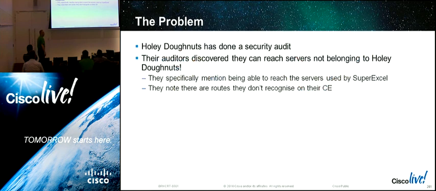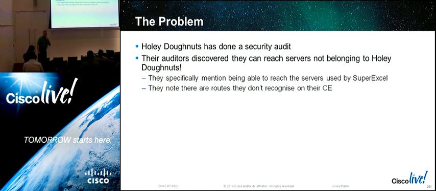So what's the problem now? We know something about this company. They've given us some information. We have an understanding of some of the aspects. Well, what happens is that the donut company went and did a security audit, and they found out that they can reach servers that aren't their own servers. They said they specifically were able to reach that customer. And they also noticed routes showing up in their edge devices that they didn't recognize. It was like, wait a second, what are these? These aren't our routes.